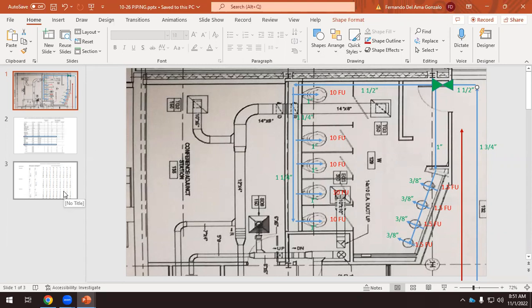But I'm going to consider something different because I have a 56 fixture unit. So we don't have anything here. So for me, this 5 is 1 3/4.